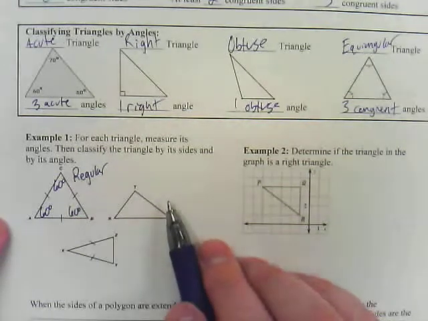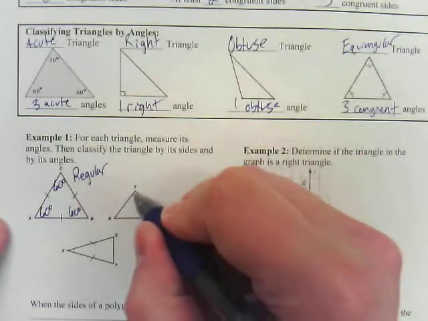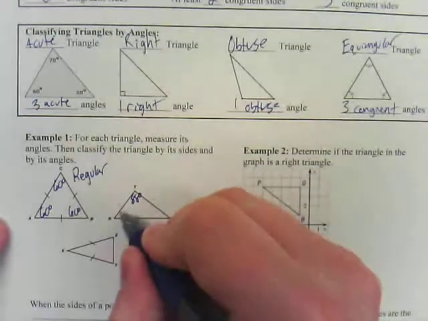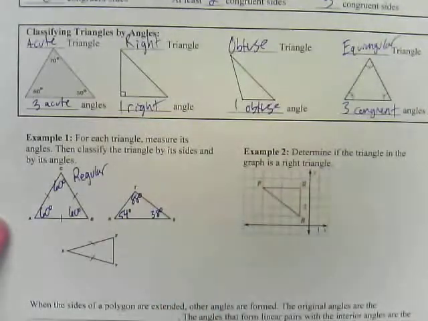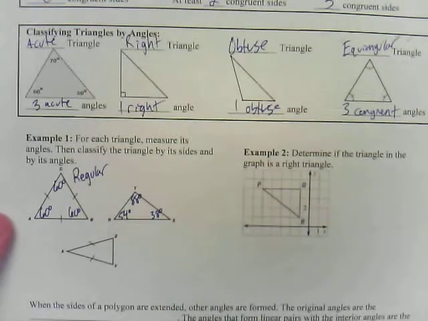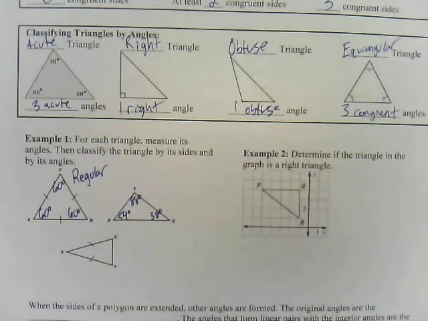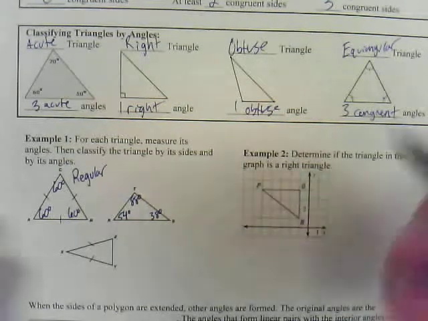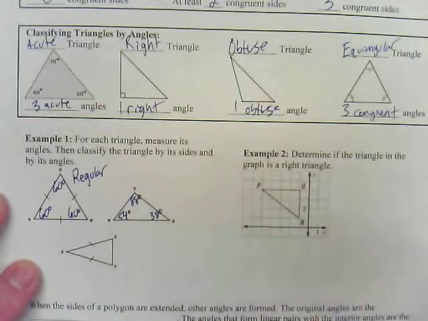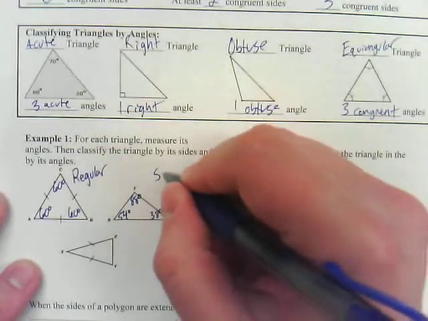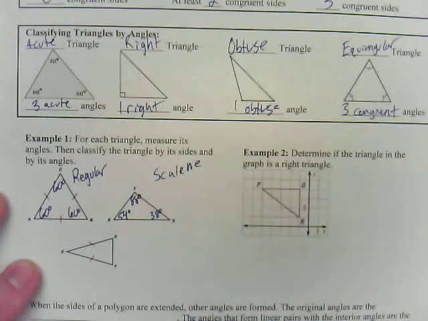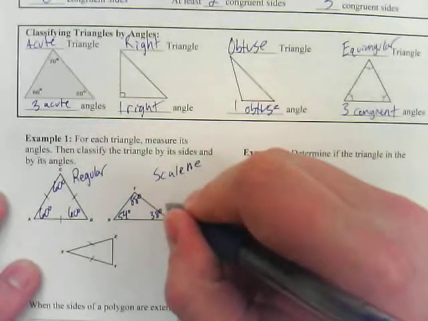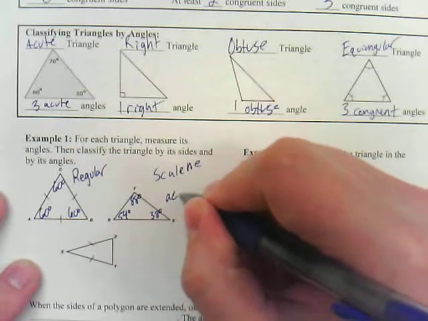Alright, triangle TRS. This one, the top angle is about 88 degrees. Bottom left is about 54 degrees, and the bottom right is about 38 degrees. Now, when you're measuring these, if you don't get that exact number, that's okay. As long as you're within a couple degrees of that, that's fine. So this triangle, all three sides are different lengths, so that means it's a scalene triangle. And as far as the angles go, well, they're all less than 90 degrees, so that is an acute triangle.